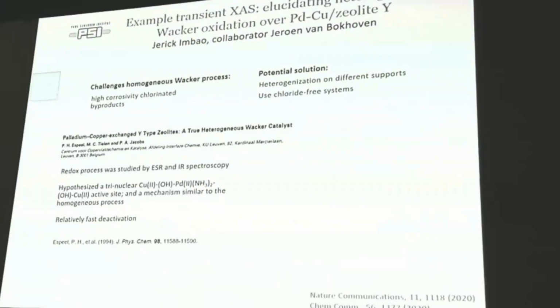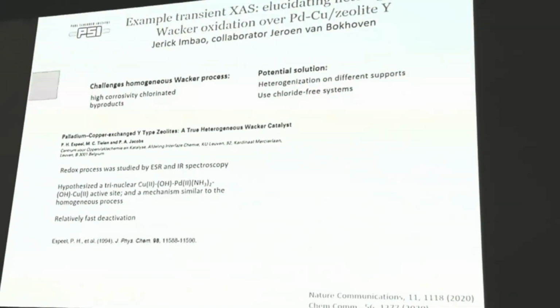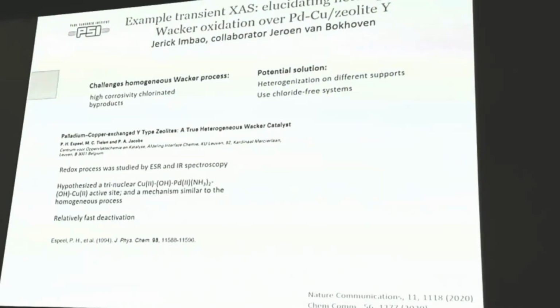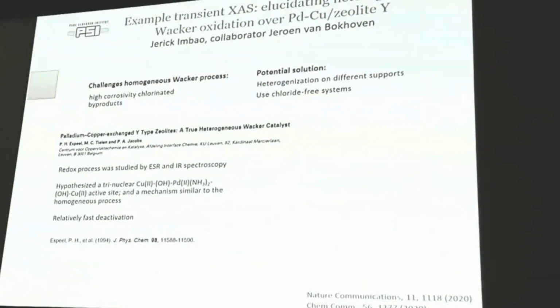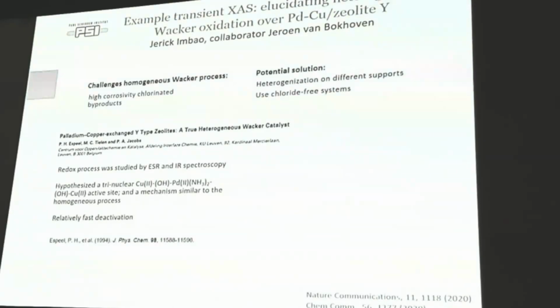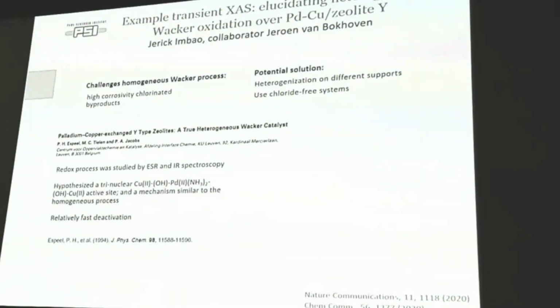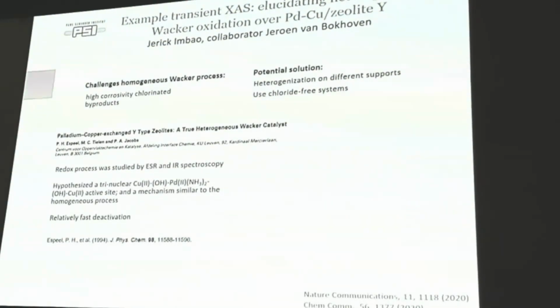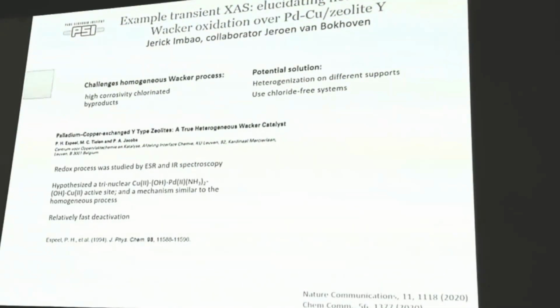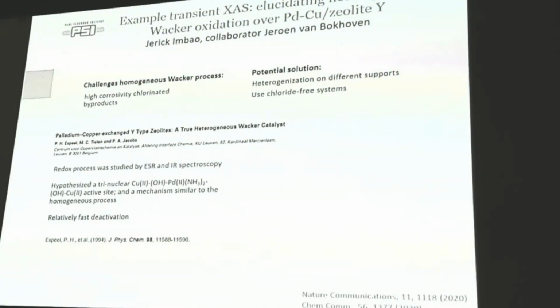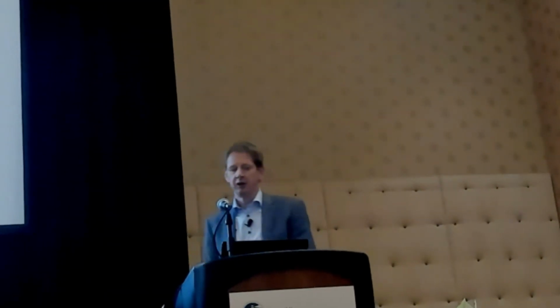At the time, the group of Jacobs at the University of Leuven showed that, using the techniques that they had at hand at that time, they basically tried to come up with the structure of the catalytic site, so they proposed a copper 2, palladium, copper 2 cluster, if you want, and they concluded also from other tests that they probably have a mechanism in place that is not that different from homogeneous. And after the study, there was not a lot more literature, and the major reason is that this system deactivates really quickly.